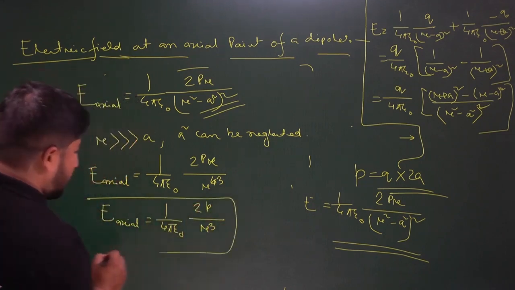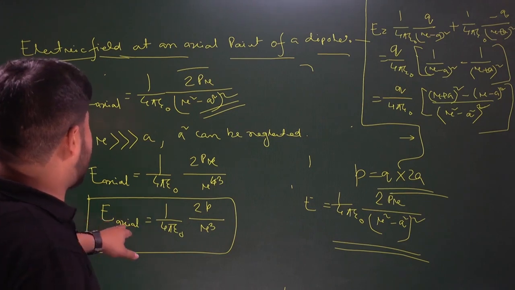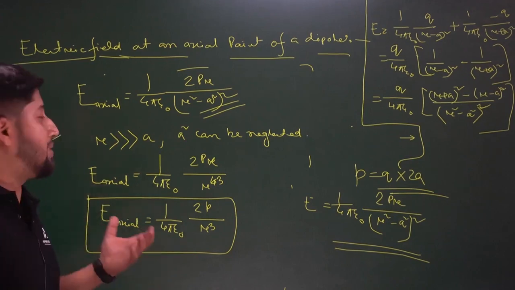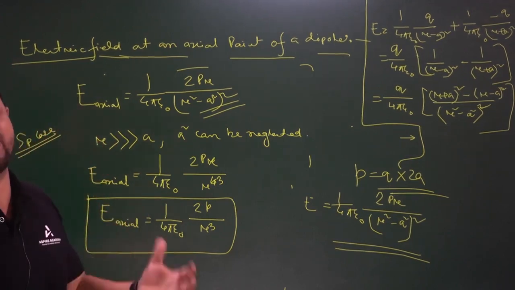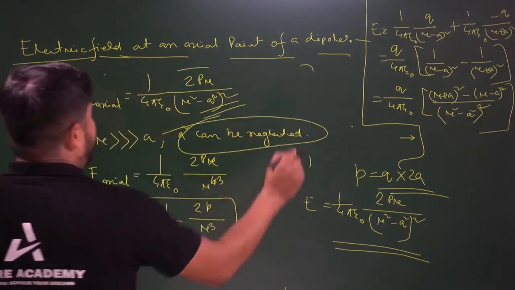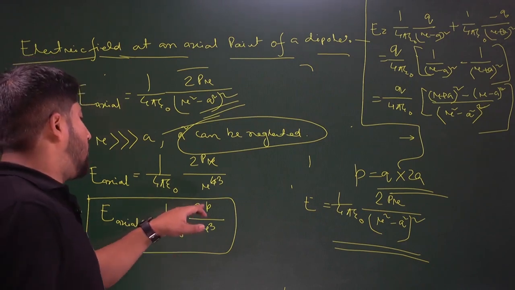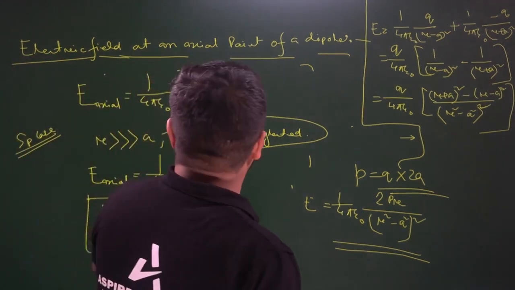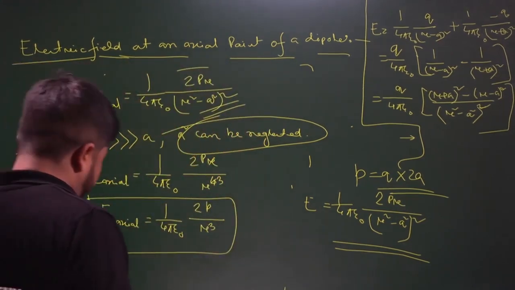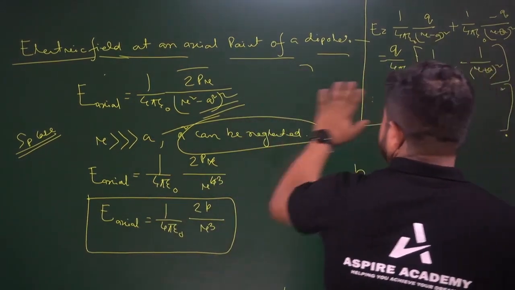This is another special condition. E axial is equal to 1 by 4 pi epsilon naught, 2P by R cube. When will it be valid? Whenever R is very much greater than A, we can neglect the A square term. So in this case, 1 by 4 pi epsilon naught, 2P by R cube is the electric field due to an axial point of a dipole. So this is an important thing.